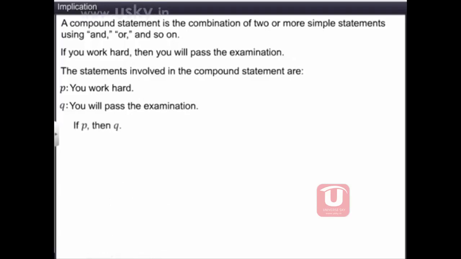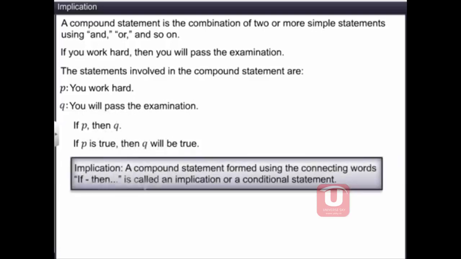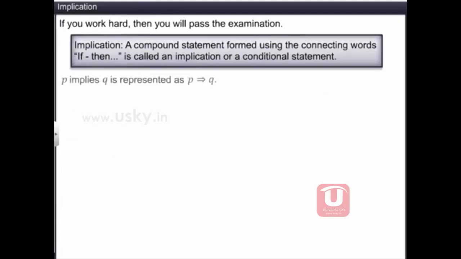In this case, if statement P is true, then statement Q will be true. Such compound statements are called implications or conditional statements. It is formed using the connecting words "if-then". The implication can also be written as P implies Q. This is represented using the arrow-like symbol as shown. The symbol stands for implies.